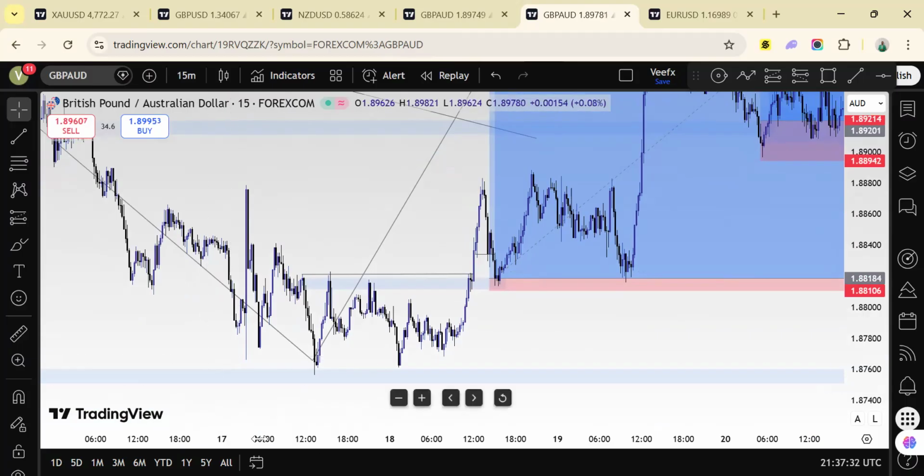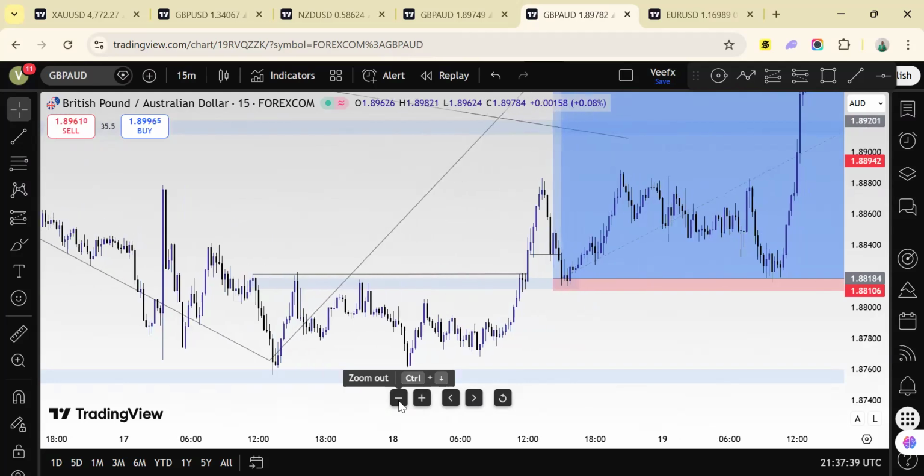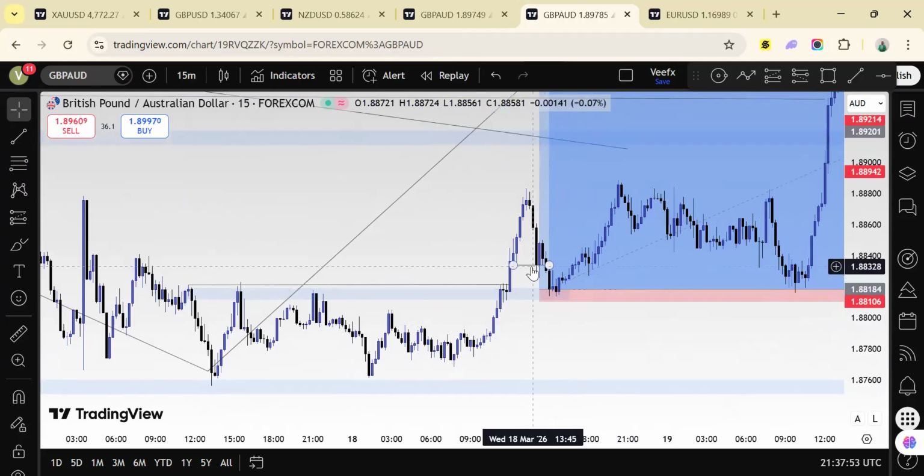So you can see as the market was approaching my POI, it was coming in a downtrend form. This was the last low, this was the last high, this was the last low, and this last low came and took out this last high here, causing a market structure shift. And then it gave me a pullback, which is my inducement liquidity. Now, after this inducement liquidity, I have multiple POIs.